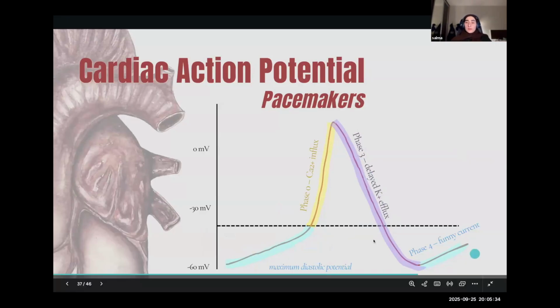Yes. Now, one thing about pacemakers is that you don't have a resting membrane potential. We can't call this a resting membrane potential because there is no rest. Instead, we just call it the maximum diastolic potential. Okay?